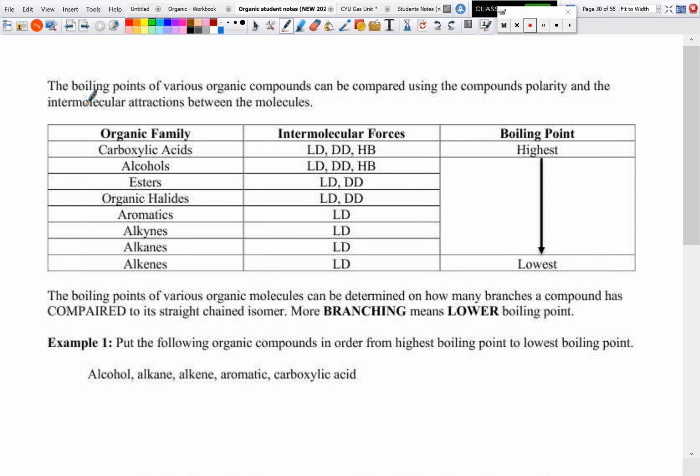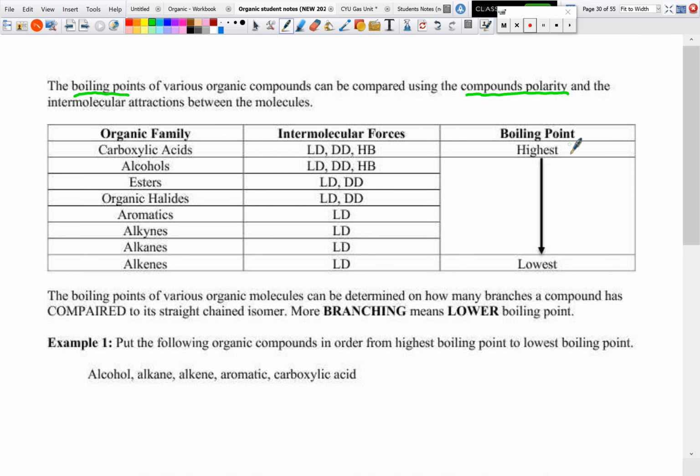Now, boiling points are also based on compounds' polarity. If you remember, more intermolecular forces equals a higher boiling point. We have a little chart here with the organic family, the intermolecular forces, and their boiling point. Carboxylic acids have the carbonyl functional group and the hydroxyl, so there are 2 functional groups here. It has London dispersion, dipole-dipole, and hydrogen bonding, so it is always going to have the highest boiling point.